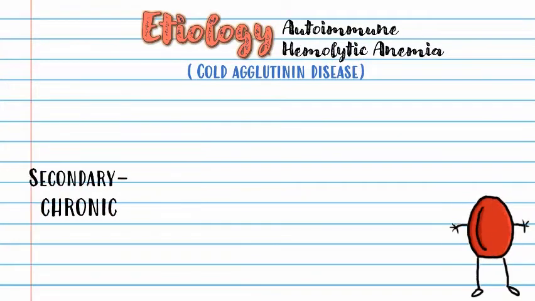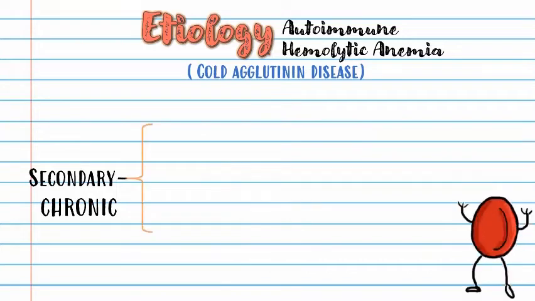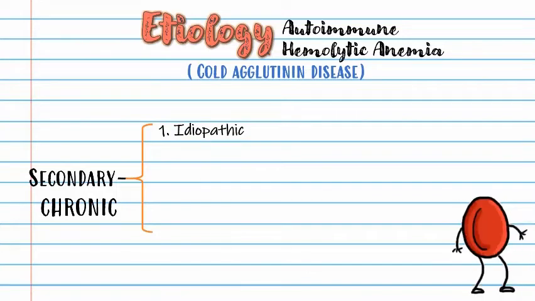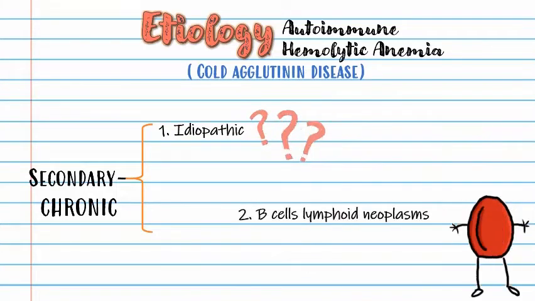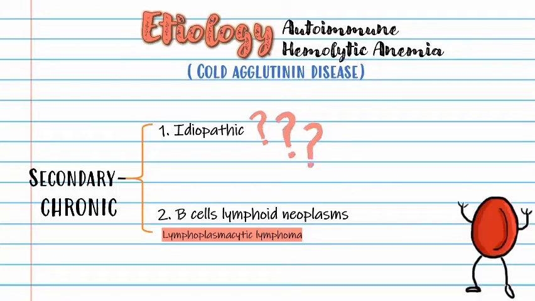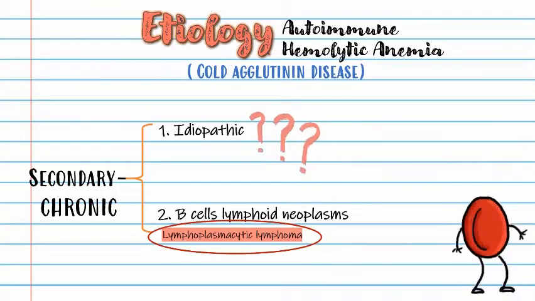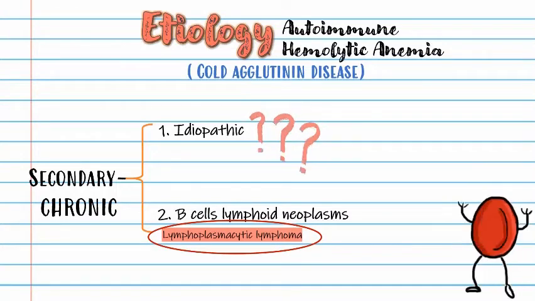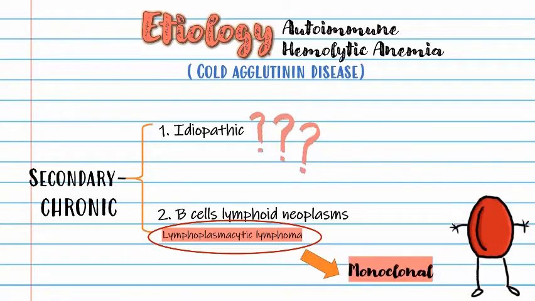For the secondary form of cold agglutinin disease, for the chronic one, the cause can be idiopathic, which means unknown cause, and also from B cell lymphoneoplasms such as lymphoplasmacytic lymphoma. The cold agglutinin associated with B cell lymphoneoplasms is thought to be monoclonal.